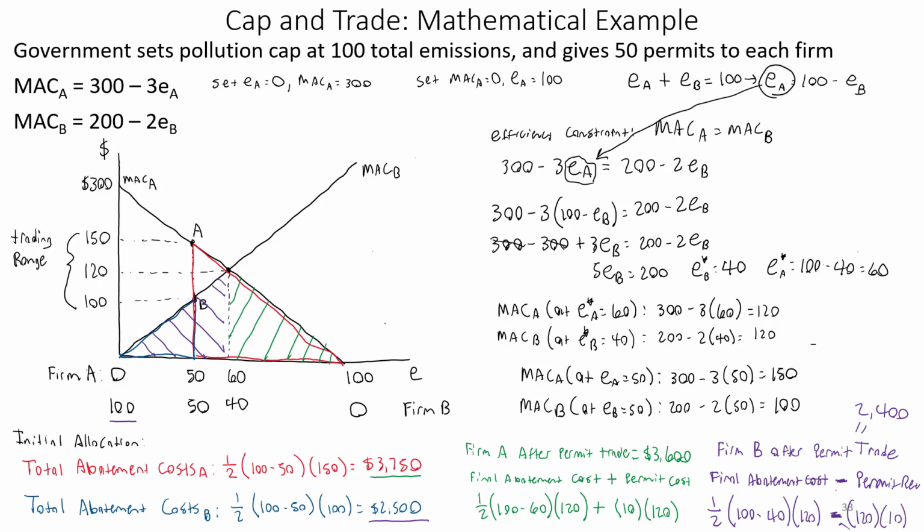In order to figure out the trading range, you just plug the initial allocation into each marginal abatement cost curve, right, in order to get that trading range there. And then from there, you should be able to see who's going to be willing to buy permits and who should be willing to sell them, right?